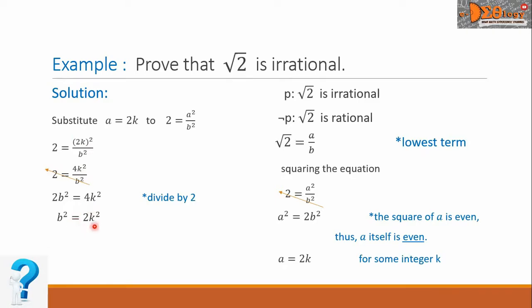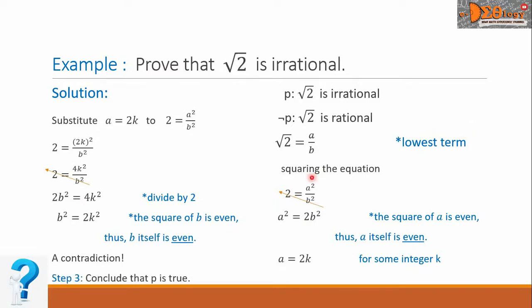The constant 2 on the right side is telling us that the square of B is an even integer. Now it follows that B itself is even. It means we found a contradiction. Our computation here tells us that A is even and B is also even. It contradicts our idea earlier that A over B must be in lowest terms.